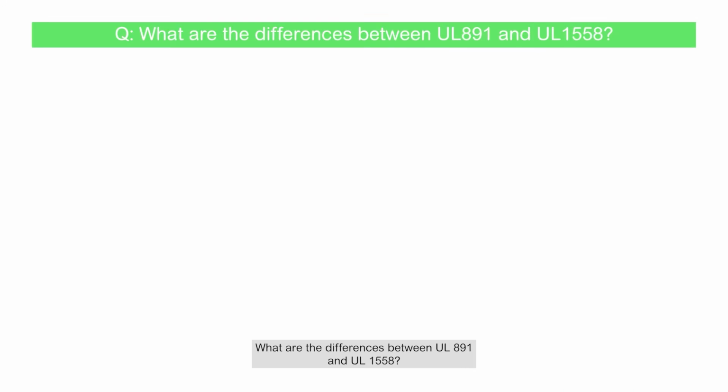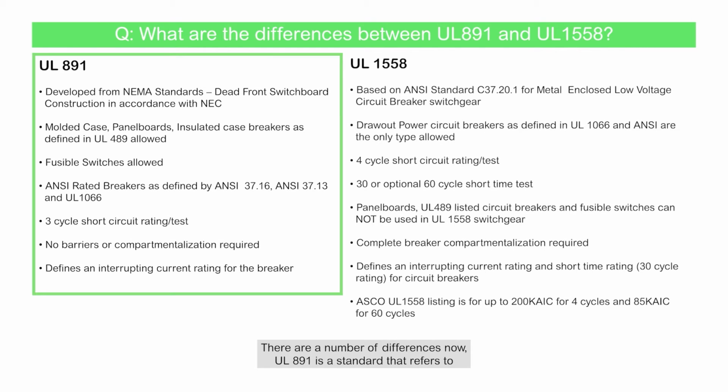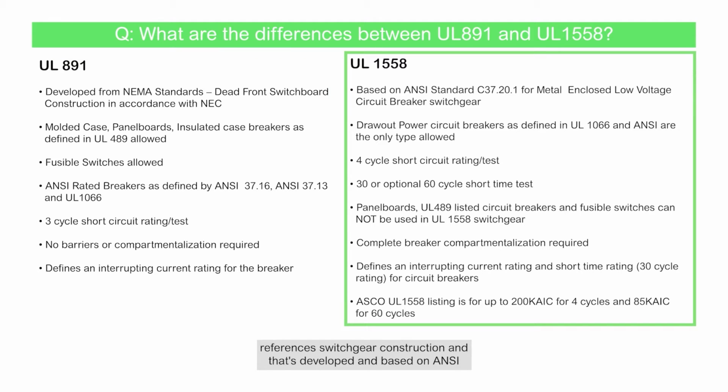What are the differences between UL891 and UL1558? There are a number of differences now. UL891 is a standard that refers to switchboard construction and was developed from NEMA standards. UL1558 references switchgear construction, and that's developed and based on ANSI standard 37.20.1.